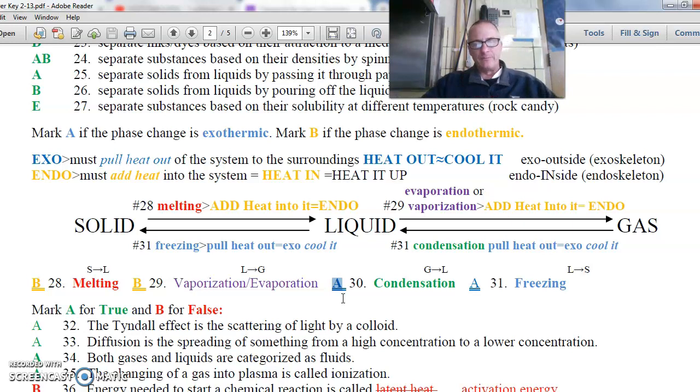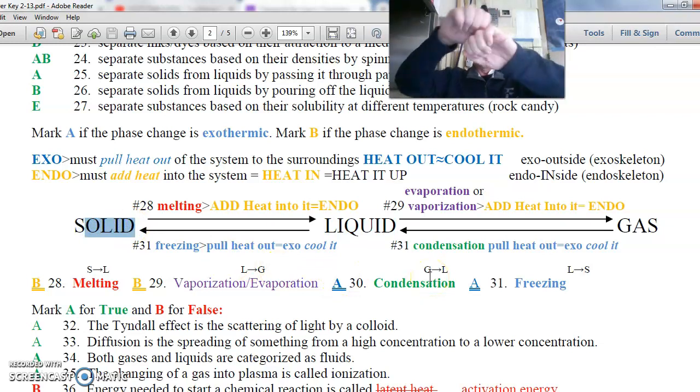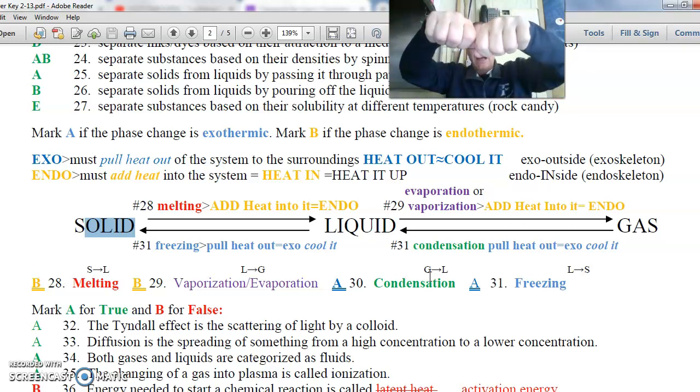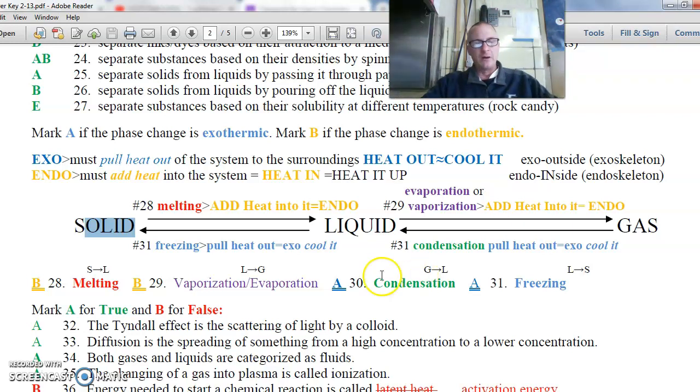The next one, number 31, is asking about freezing. Freezing is when a liquid changes back to the solid state. To get a liquid to freeze, the liquid molecules are flowing around each other. To get them to freeze, we have to slow them down so that they can begin to line up in a regular organized state that we call a solid.